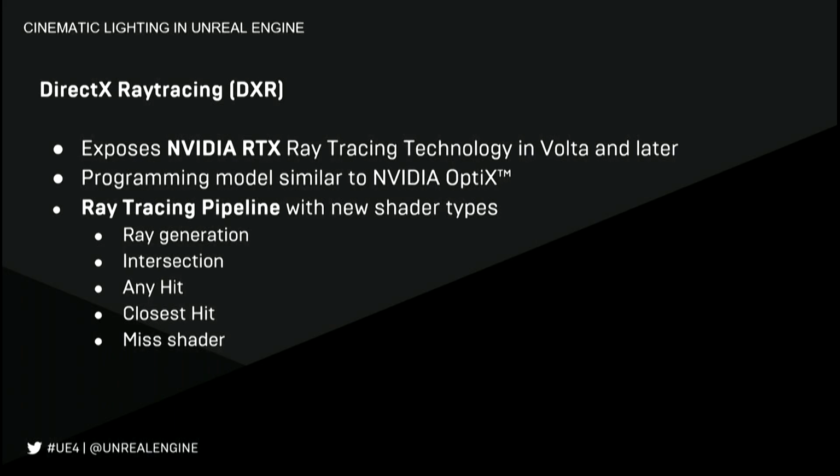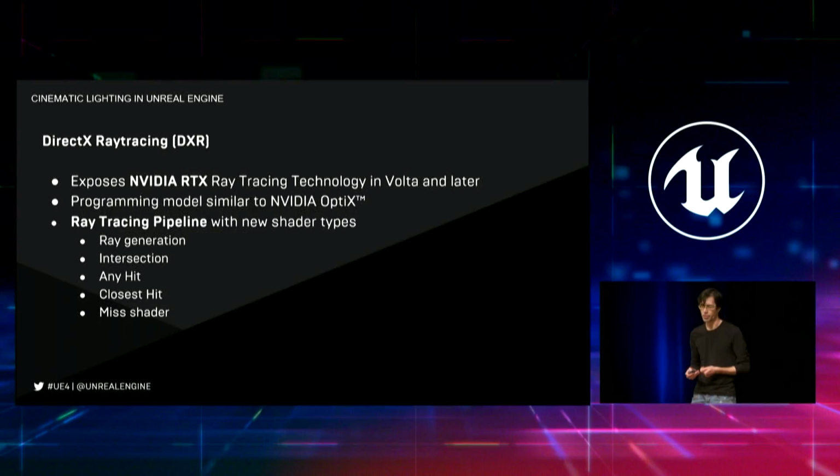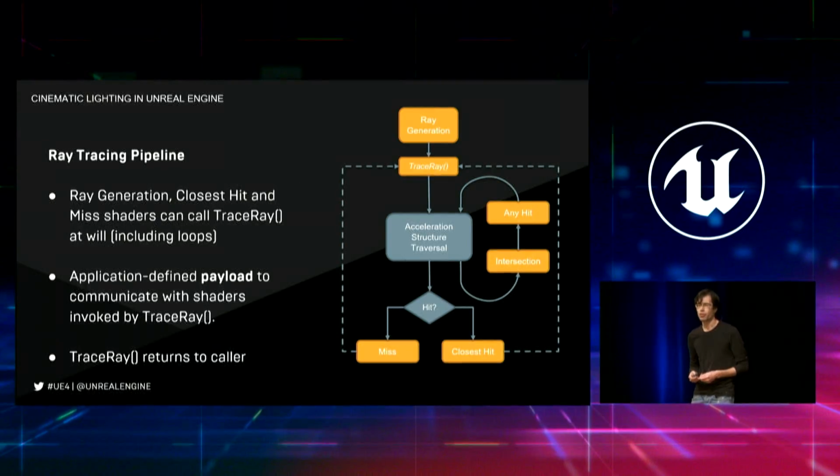It provides a programming model that is similar to NVIDIA's OptiX API programming model, and provides a new type of pipeline, similar to how we've had for many years a rasterization pipeline or a compute pipeline, and we call this a ray tracing pipeline. This pipeline provides 5 new types of shaders for ray tracing, which we call ray generation, intersection, any hit, closest hit, and miss shader. Let me tell you a little bit more about this pipeline.